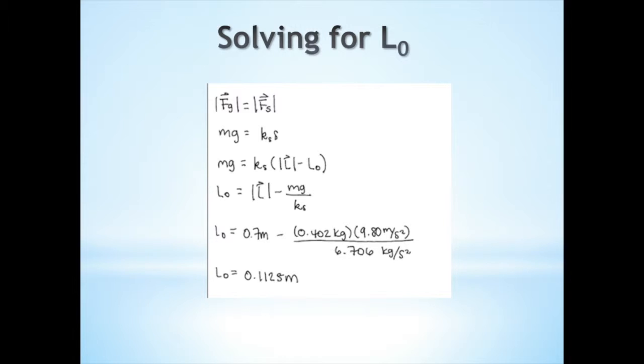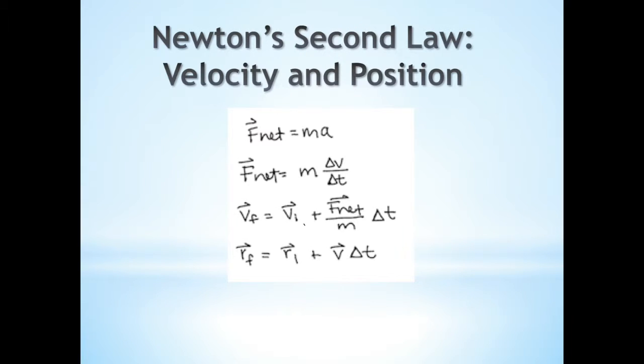To solve for L naught, we can use the fact that at the bottom of an oscillation, F net is equal to 0, and thus we can solve for L naught by setting the force of gravity equal to the force of the spring. L naught is then calculated to be 0.1125 meters. When we use Newton's second law to be F net equals ma, Newton's second law can then also be expanded to solve for position and velocity.